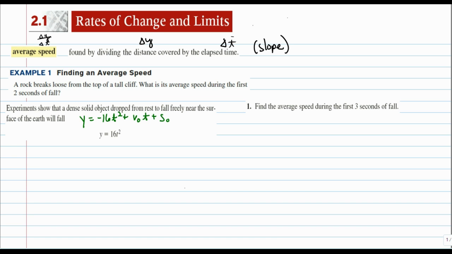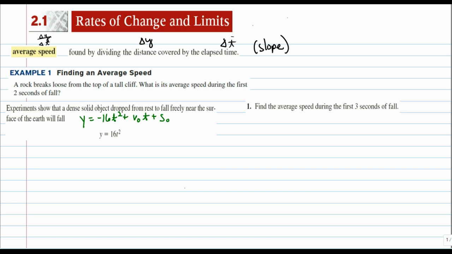Well, as you know from your car's speedometer, a speed is never negative. A speed is always positive. So we're going to take y equals positive 16t squared. We're going to make the initial velocity 0 because this rock is just breaking loose from the cliff. And then we're going to make the initial position also 0.